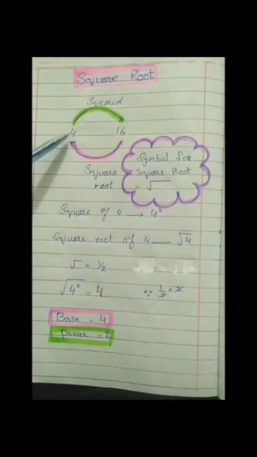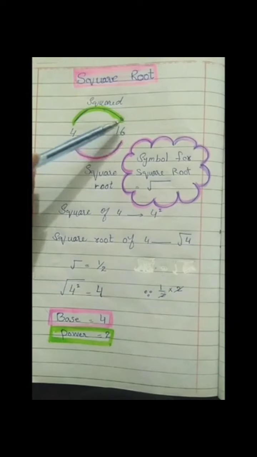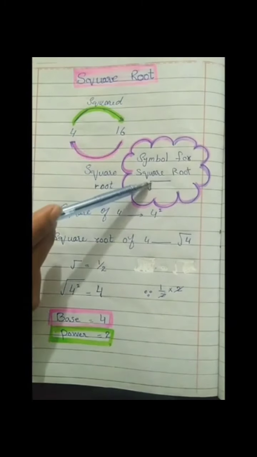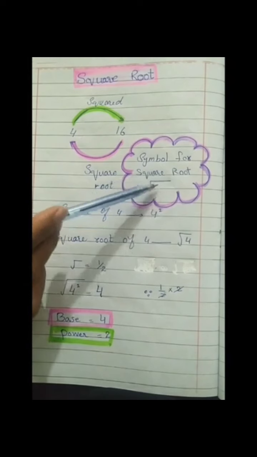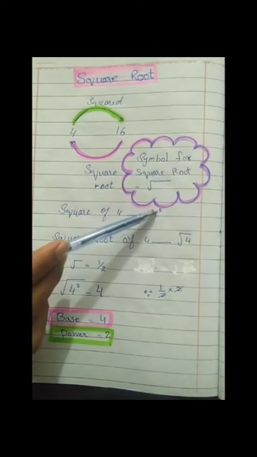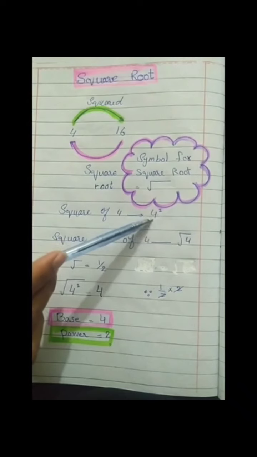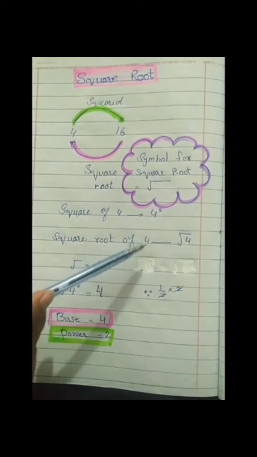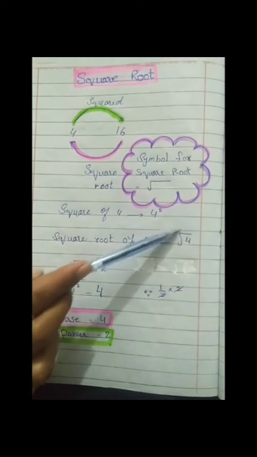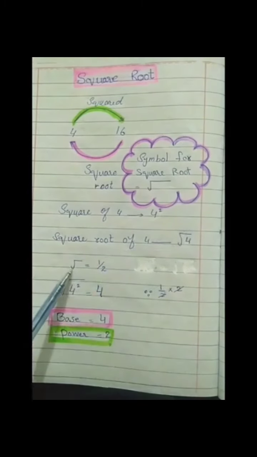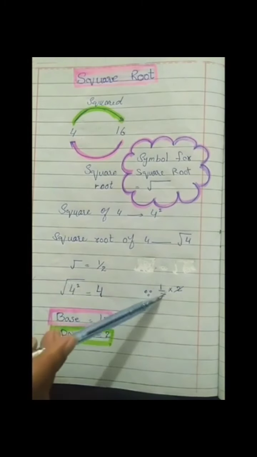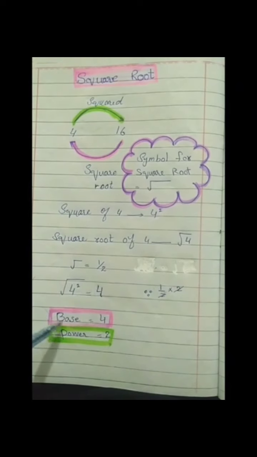For example, we have the digit 4. The square of 4 is 16 and the square root of 16 is 4. This is the symbol of square root, which is also called under root. The square of 4 equals 4 squared, where 2 is the power and 4 is the base. The square root of 4 is under root 4 or square root 4. Under root equals the power 1 over 2. So 4 squared and the under root power 1 over 2 cancel, and we get 4. Here 4 is the base and 2 is the power.